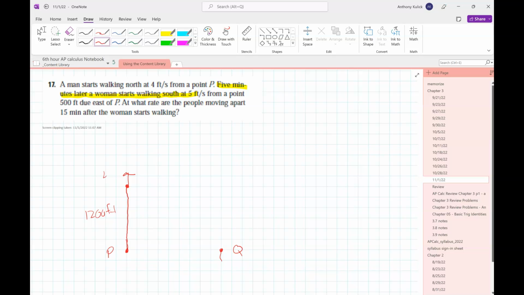And then from there, we're changing at 4 feet per second, and she's changing at 5 feet per second. And we know they're 500 feet. That length is constant, right? That's not going to change, the distance between, well, the P and the Q in this case. And then it asks how far or at what rate are they moving apart? So that's going to be like that distance. Everybody's okay with that?